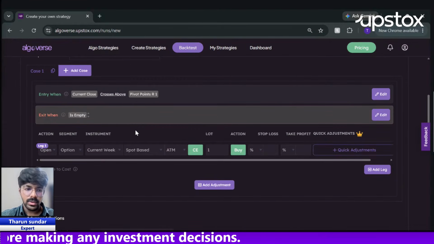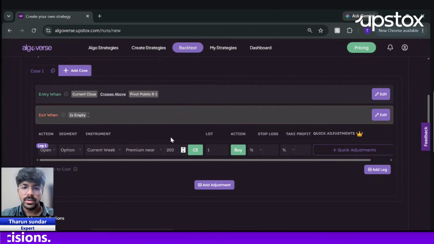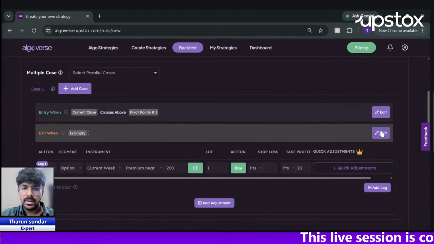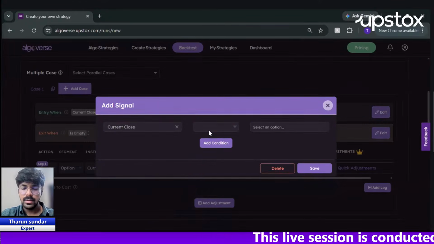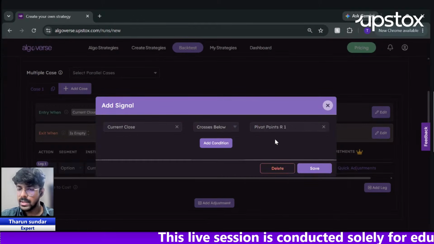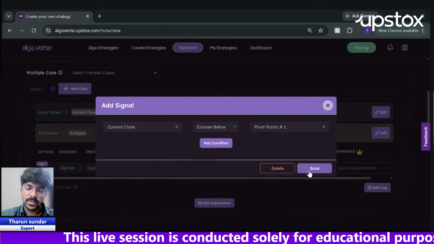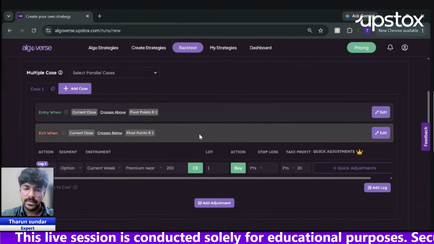Now I've given my entry condition. Now I should input to the algo what to trade. So after the price closes above R1, I'm instructing it to trade a premium near 200 call option. And our aim here is to capture 20 points. And let's say stop loss, I can keep whenever the price crosses below R1. It could be the very next candle, or let's say it could be 5 candles or 10 candles from the breakout candle.